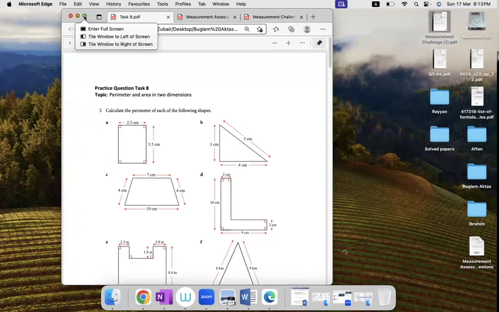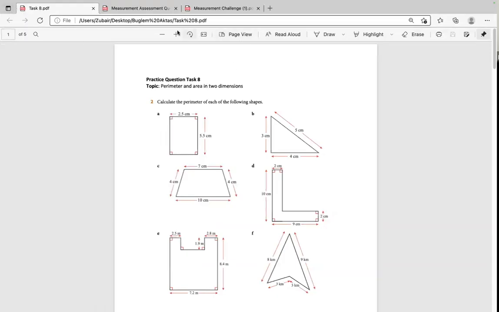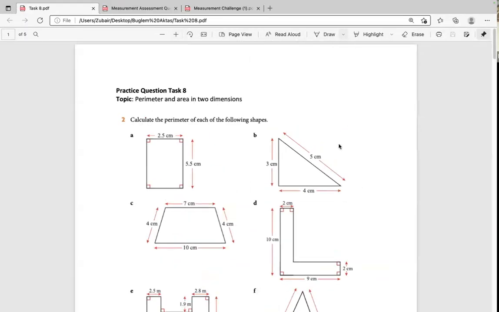Okay, displayed all three of them. Let's go through them one by one. Okay, so what problem are we facing in this topic? And this one was question 6.